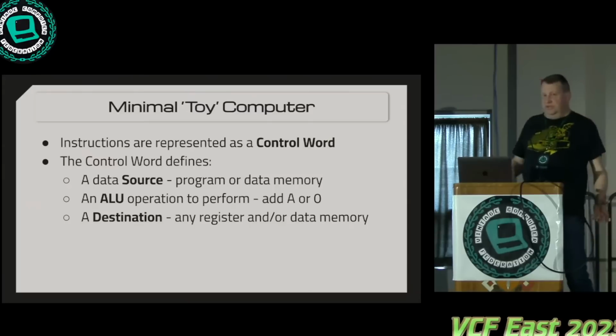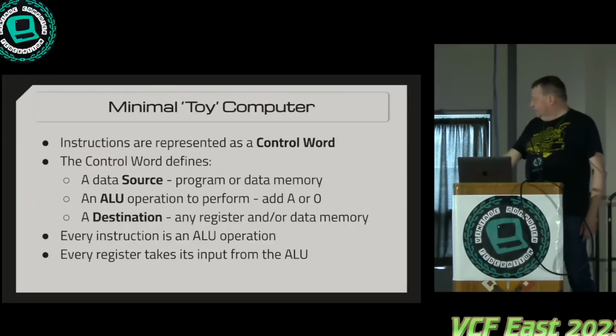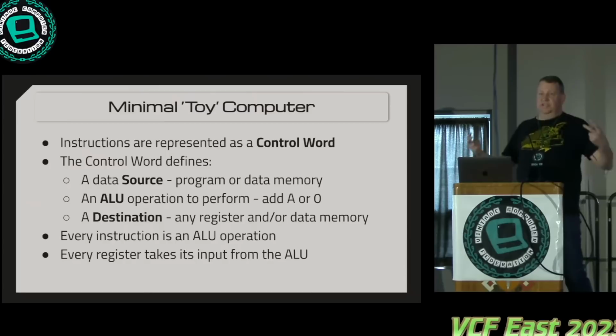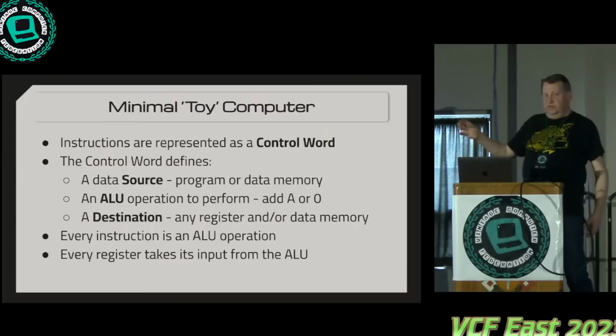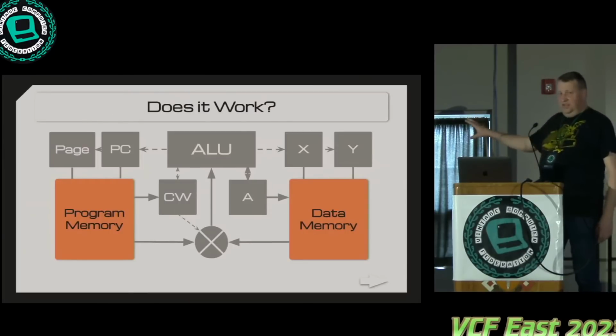And we can also specify the data memory. So we can read something from the data memory, update it, and then write it back. But every single instruction or control word is specifying exactly the same thing, just which particular flavor. That means every instruction is an ALU operation, and every register essentially takes its input from the ALU. So the ALU goes to every register, and then you decide, based on your control word, which one you're going to load. And that's our computer.